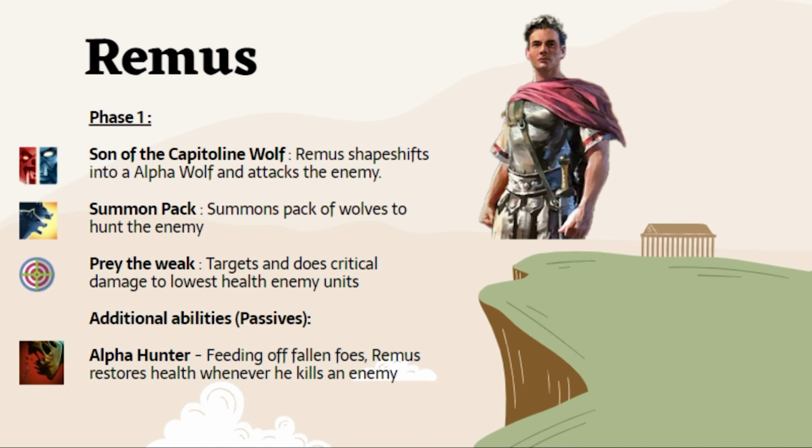As child should follow parent, Remus can shapeshift himself into an alpha wolf, and thus his skills reflect that of a wolf. As the alpha pack leader, he summons smaller wolves to fight for him, while they hunt down prey together. Similar to how animals hunt, they target the old, young, or sickly, in which for our game, they hunt down the weakest enemy and consume them for strength.